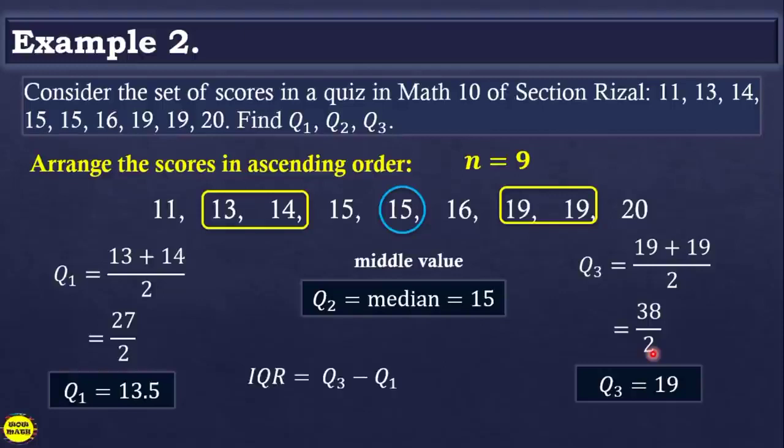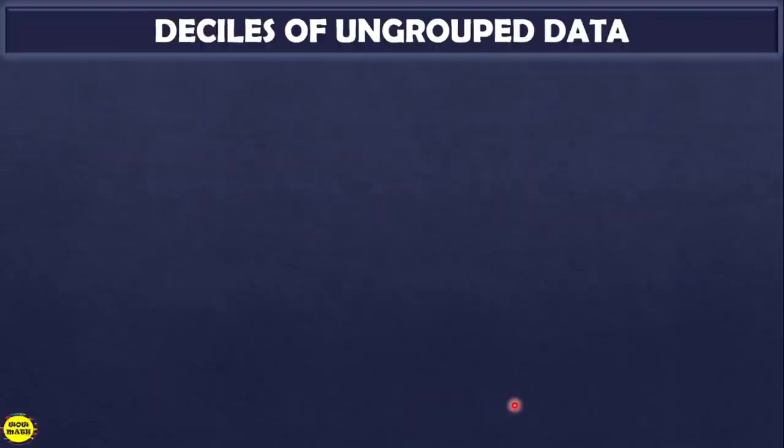And then the interquartile range, so 19 minus 13. So the interquartile range natin, the third quartile minus the first quartile, so 19 minus 13.5, the answer is 5.5. Next, the deciles of ungrouped data.